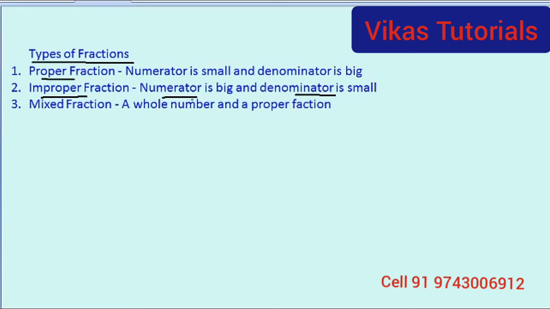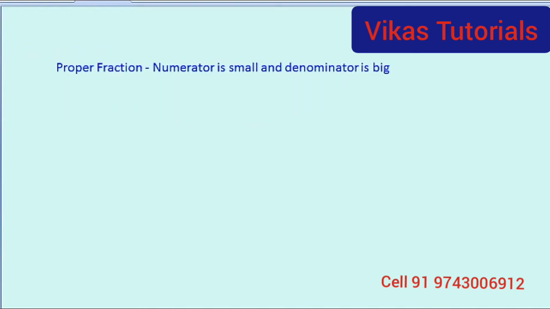Okay, numerator big, denominator small. Third type is mixed fraction. In a mixed fraction, there will be a whole number and along with it, there will be a proper fraction. Now let's solve all these three types one by one. Let's understand them one by one.